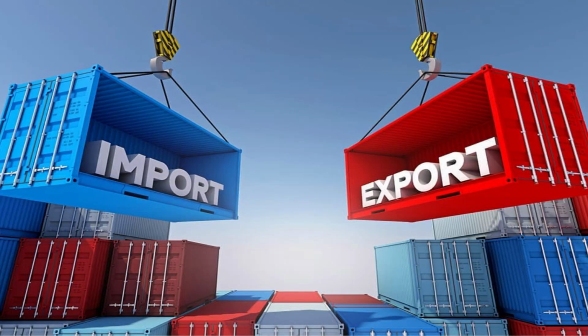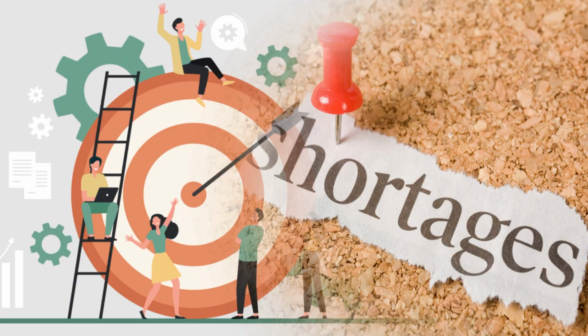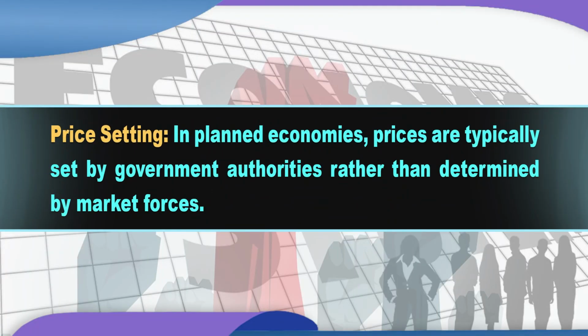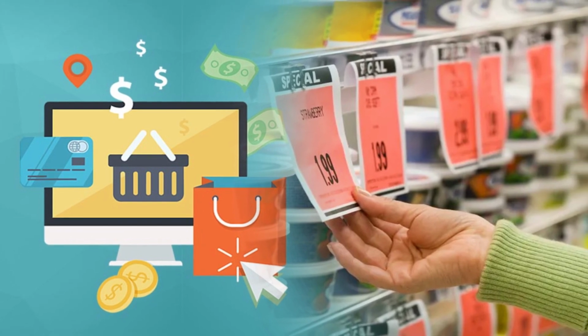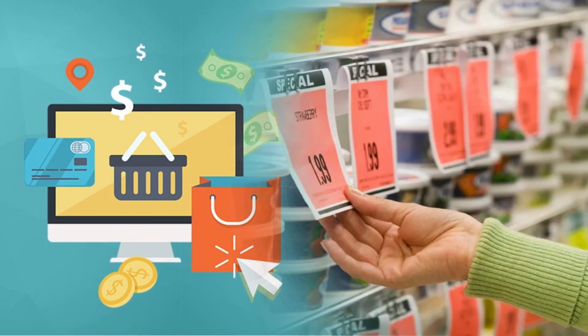These balances account for production, imports, exports, and various uses of each commodity. The goal is to avoid shortages or surpluses that could disrupt economic activity. In planned economies, prices are typically set by the government authorities rather than determined by market forces. Prices may be based on production costs, social priorities, and planning objectives rather than supply and demand. This can lead to a situation where prices do not reflect true scarcity or consumer preferences.